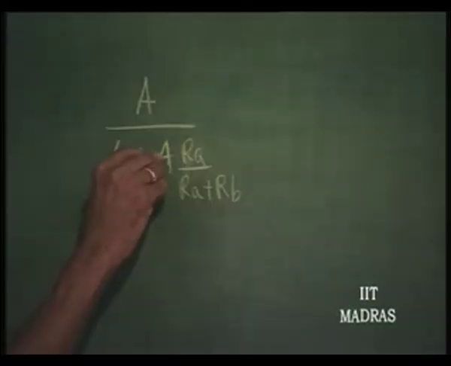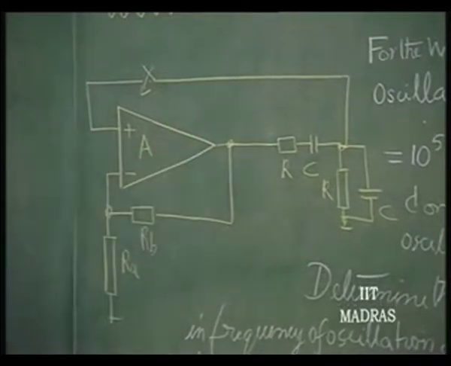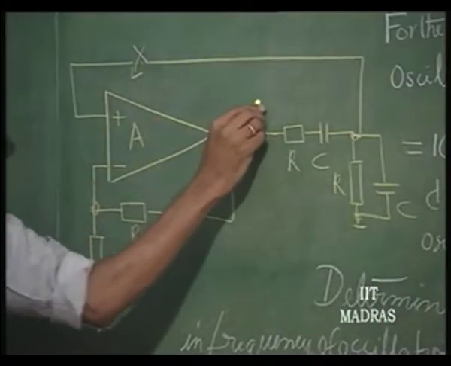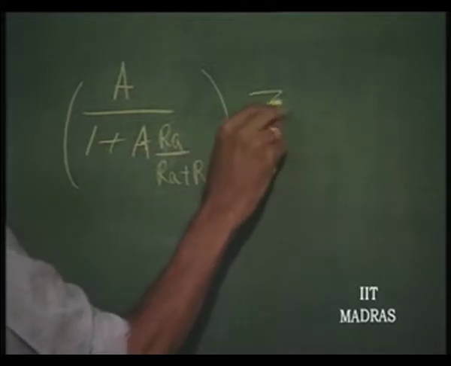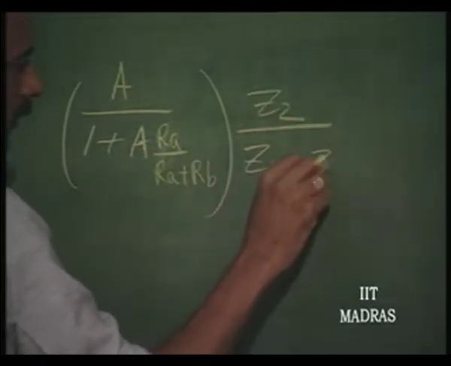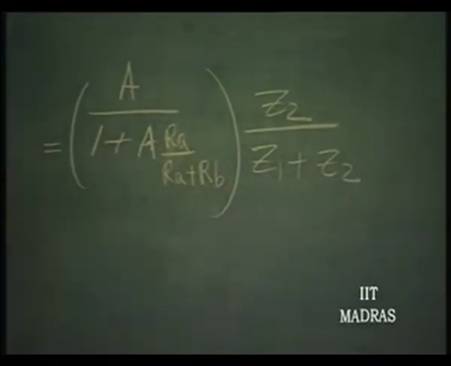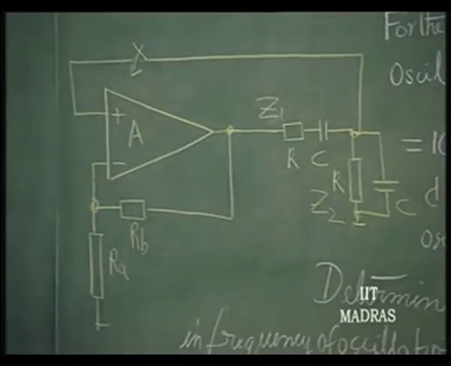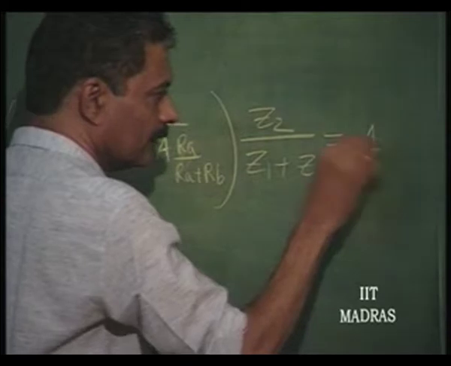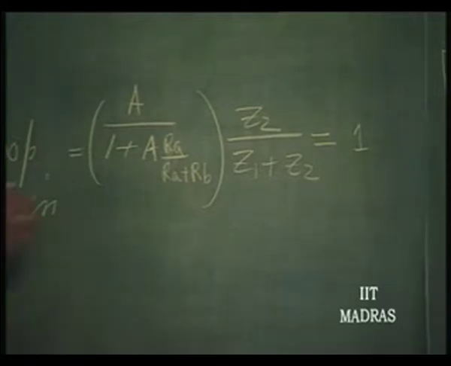So, this is the transfer function from here to here, and from that to that we have this as earlier represented, Z1, and this is Z2, Z2 by Z1 plus Z2, which is therefore the loop gain. I will close this loop, that means this is going to be made equal to 1. Right. So, that is the condition for making this go into oscillation.